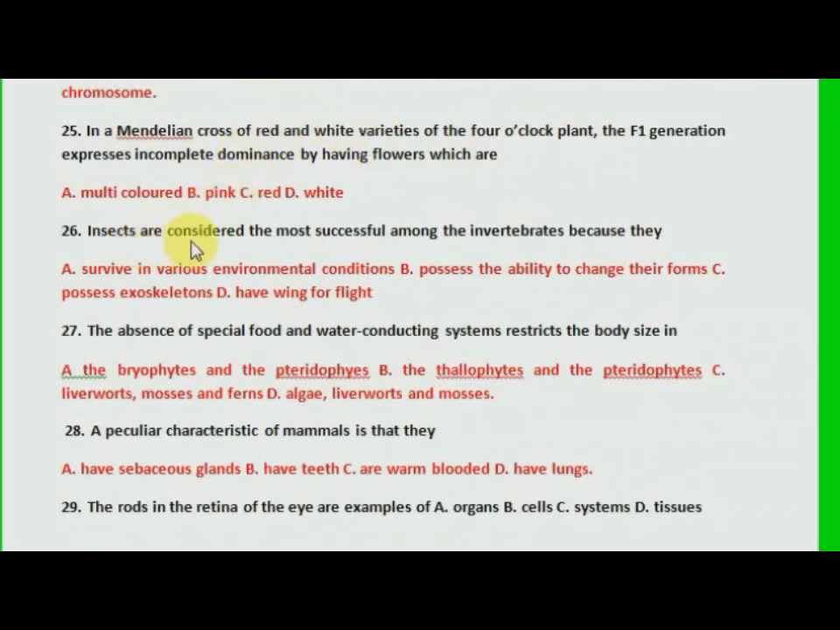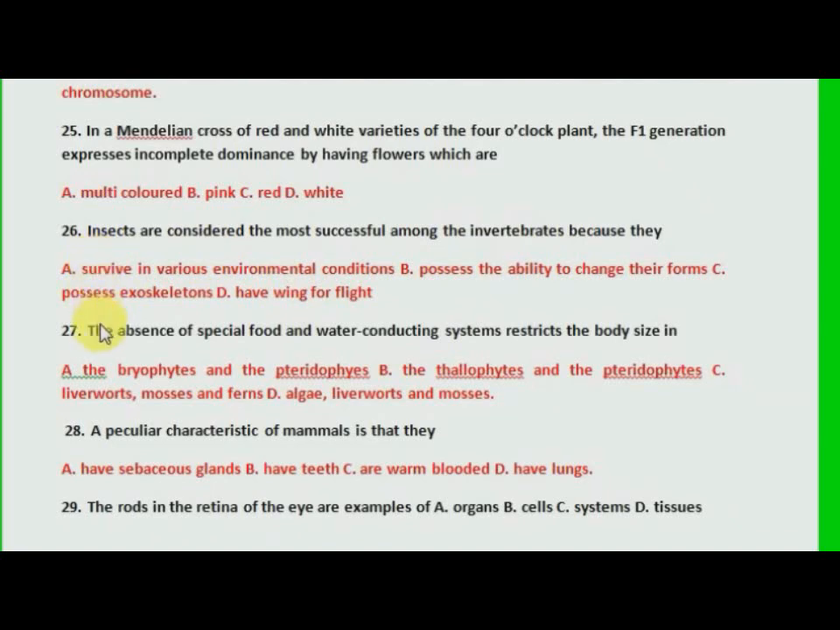Insects are considered the most successful amongst invertebrates, I beg your pardon, because they survive in various environmental conditions. That is true, yes. We have insects almost everywhere, in the air, in the sand, in the water, and everywhere.